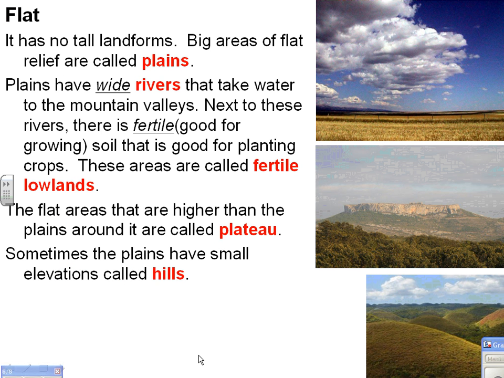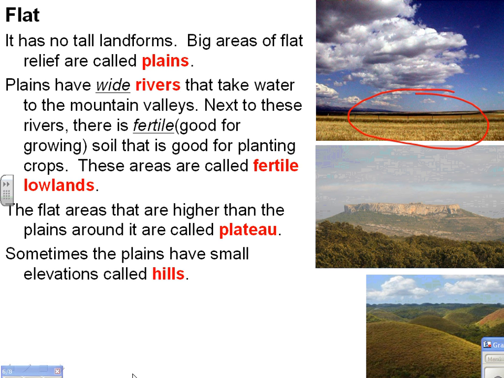Flat. It has no tall landforms. Big areas of flat relief are called plains. Plains have wide rivers that take water to the mountain valleys. Next to these rivers, there is fertile soil, good for growing, that is good for planting crops. These areas are called fertile lowlands.